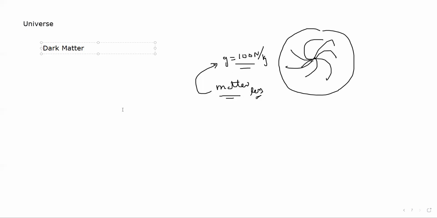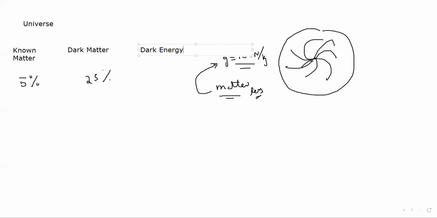So the known matter, the matter which we know, is not able to produce this much gravity. So there should be some extra matter which is able to produce this gravity, which can keep the galaxy or the star in its shape, and that matter is known as dark matter. So when we compare the proportion of the known matter and the dark matter, the known matter is only 5% and the dark matter is about 25%. Then what about the remaining, because the total should be 100%, so what about the remaining 70%? The remaining 70% is actually dark energy.